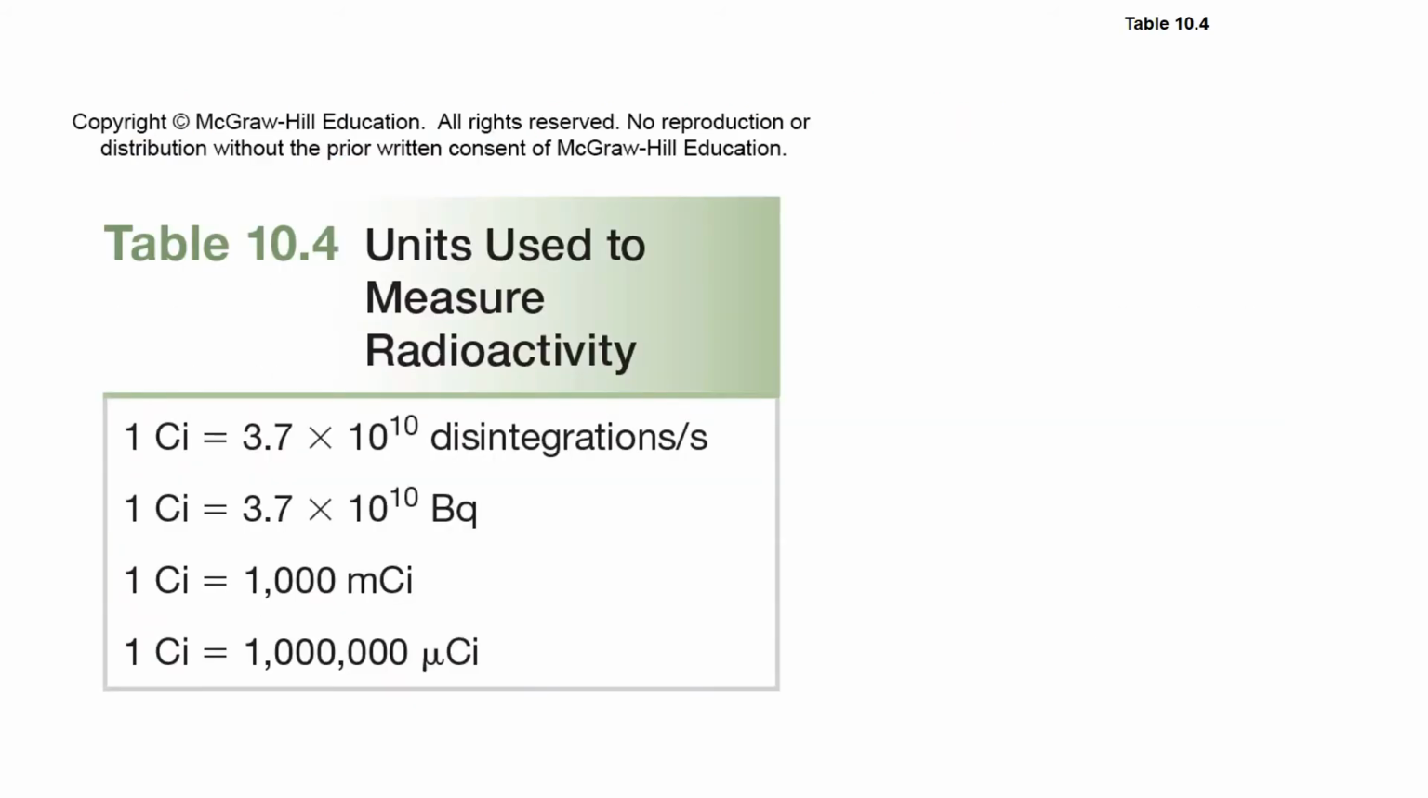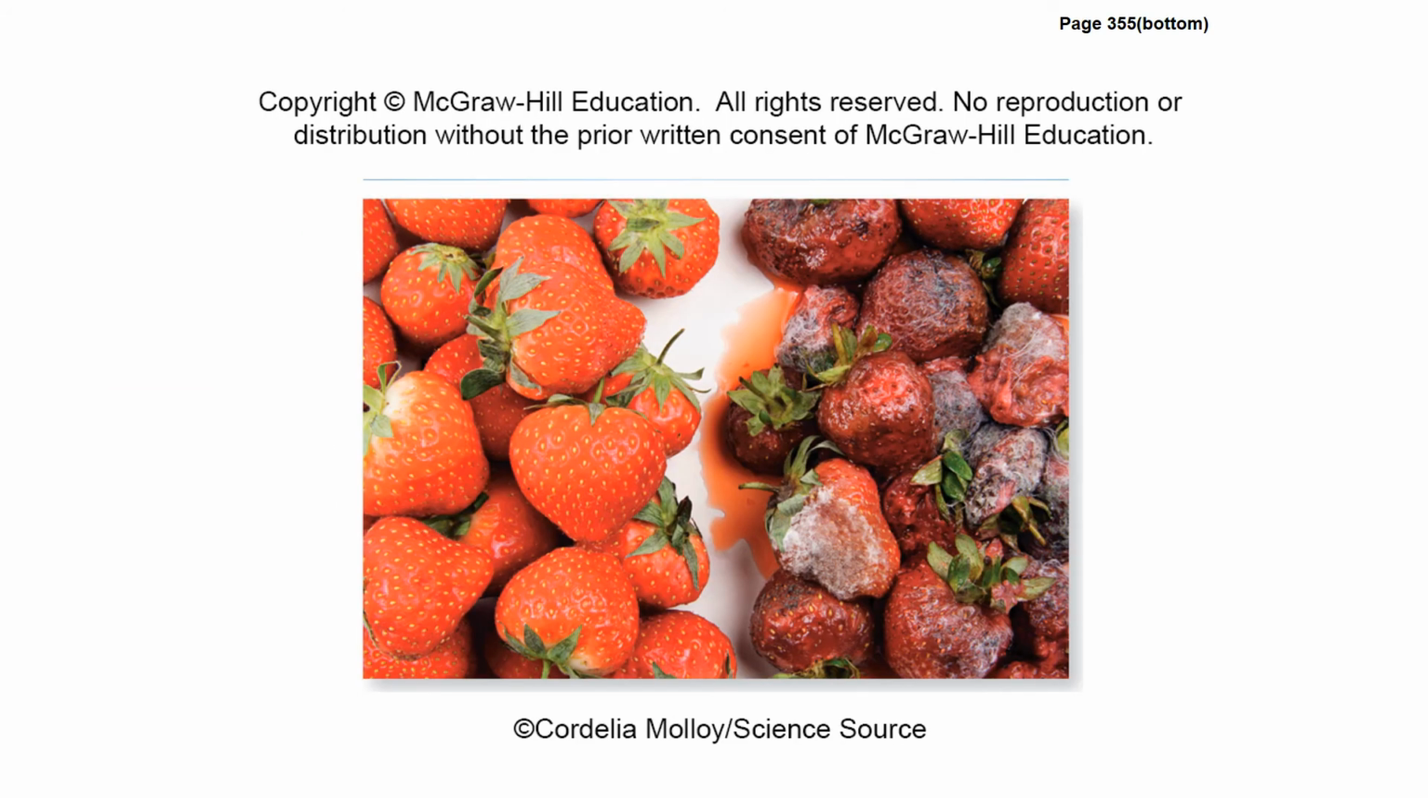All right, and if you're in need of a conversion factor, table 10.4 shows us our conversion factors in terms of Curies. So 1 Curie is equivalent to 1,000,000 microcuries, and 1 Curie is equivalent to millicuries and becquerels. This is good if you just have to go between one and the other, and remember, you can always move them from the top to the bottom, just depending on what unit you're trying to go from and to.